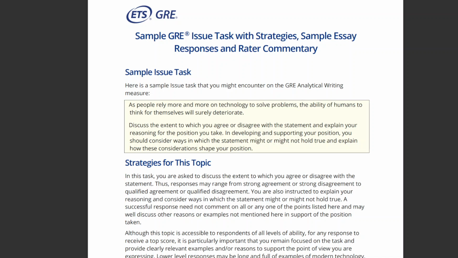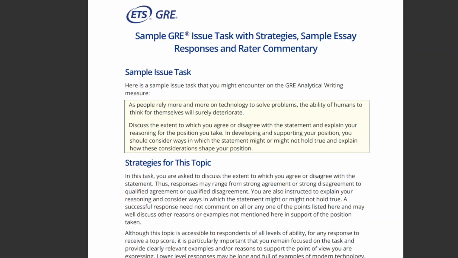As people rely more and more on technology to solve problems, the ability of humans to think for themselves will surely deteriorate. Discuss the extent to which you agree or disagree with the statement and explain your reasoning for the position you take. In developing and supporting your position, you should consider ways in which the statement might or might not hold true and explain how these considerations shape your position.